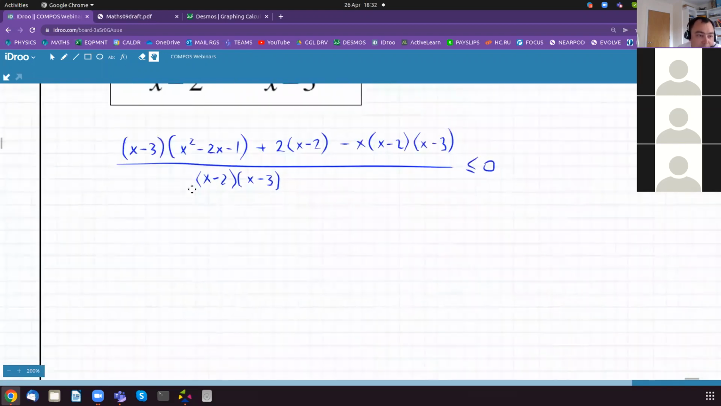Then what do we do? Well, we expand. There's nothing else to do. You never expand the denominator because it's pointless.